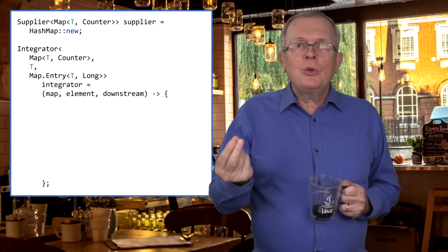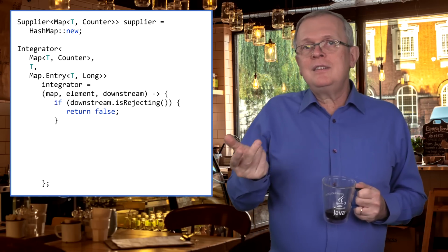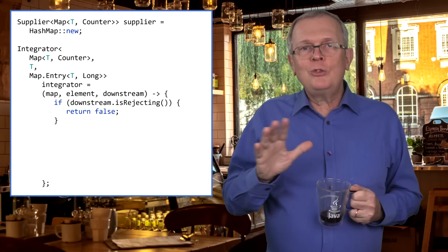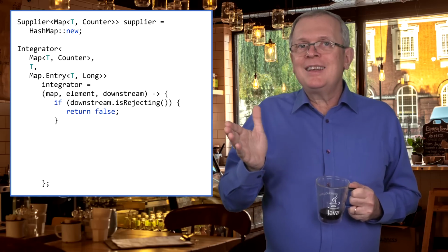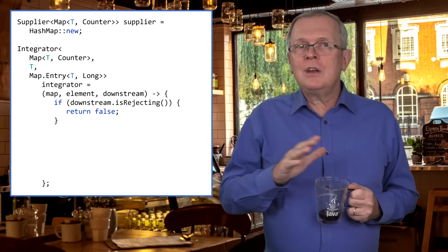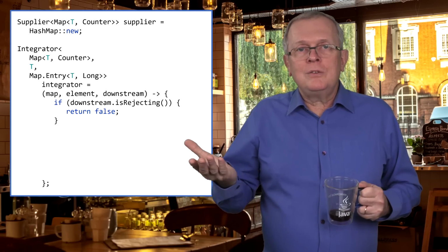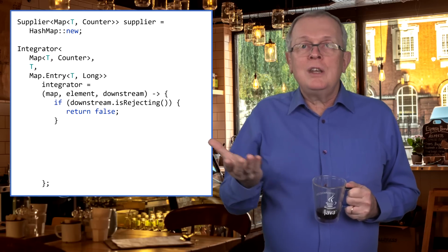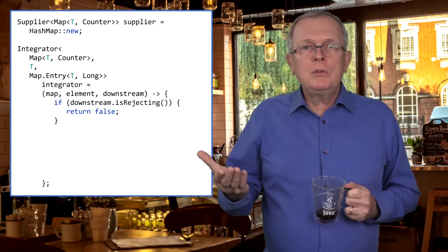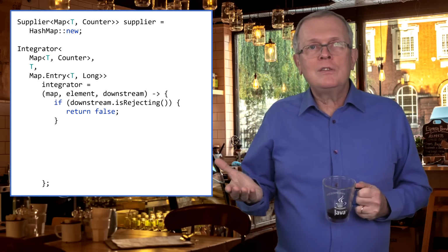First, you need to check if your downstream is still accepting some data. Since this integrator is not going to push any data, getting a false in this test would mean that your downstream does not accept any object. It may sound weird, but it is what it is. And in that case, whatever you do, you will not be able to push it. So don't bother processing anything. You can just stop here.